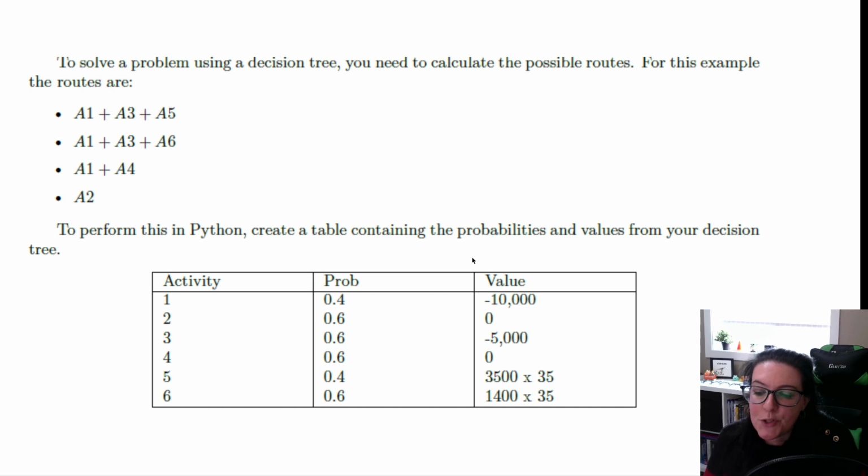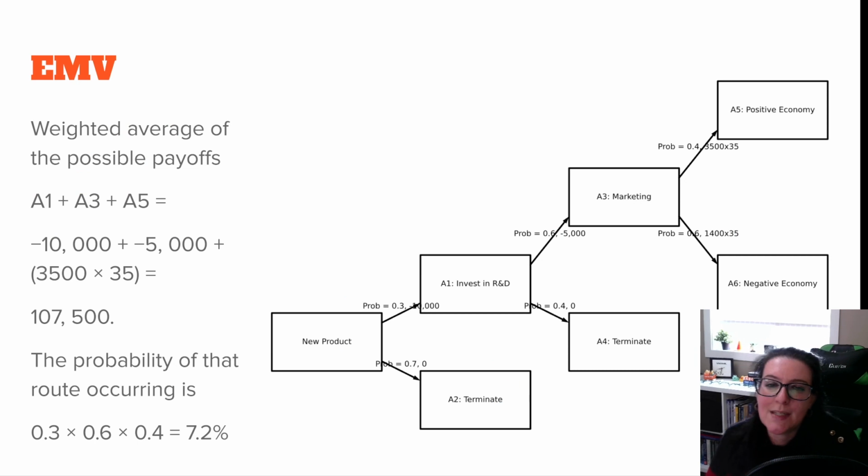What we want to do is create a table containing the probability and the values from the decision tree. We start first with a table that has the list of activities and the probabilities and values from that. And then we'll also create a list of the possible routes. Once we do that, we can calculate the expected monetary value, which is going to be the weighted average of the possible payoffs.